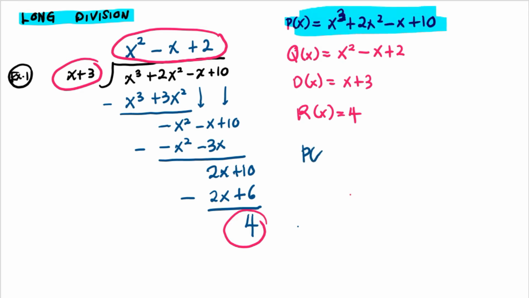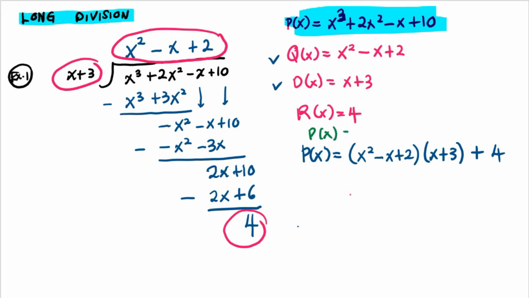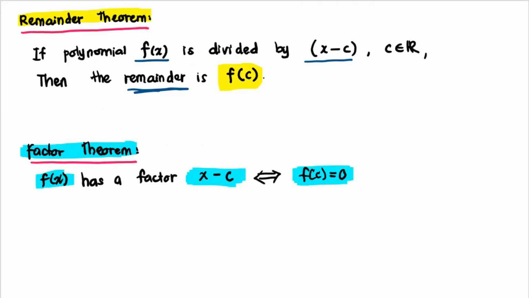And then if you want to make a relation, you can write p(x) as q(x) multiplied with d(x). So this is actually x squared minus x plus 2, I have x plus 3, which is the d(x), we plus the r(x), so in this case we get plus 4. Because we have p(x), which is equal to q(x) multiplied with d(x) plus r(x).